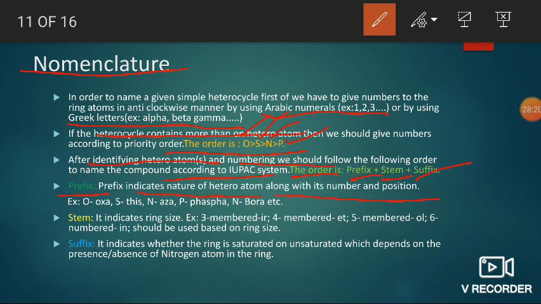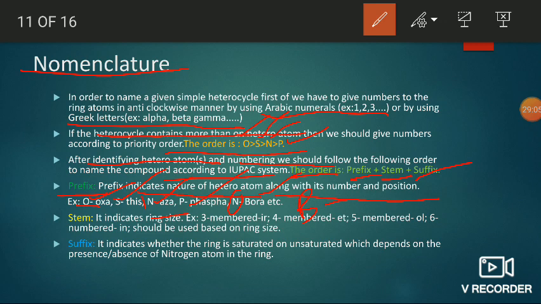We have to give a specific name to the heteroatom present in the heterocyclic as a prefix. For example, if there is an oxygen heteroatom, then we should name it as oxa. If it contains sulfur, we should name it as thia. If it contains a nitrogen atom, then we should name it as aza. If there is phosphorus, the prefix is phospha. If there is B, boron, then it is bora.